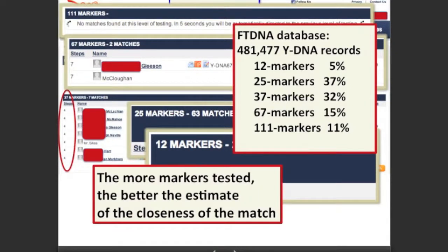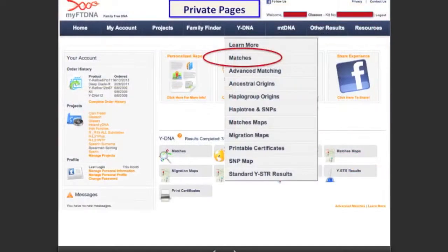So, as a general rule, the more markers tested, the better the estimate of the closeness of the match. But very few people have tested out to 111 markers, and only about 26% of people have tested out to 67 or greater. So I still have to wait for people to test out to 111 markers to hopefully get a match. I'm waiting for people to join at 111 markers.